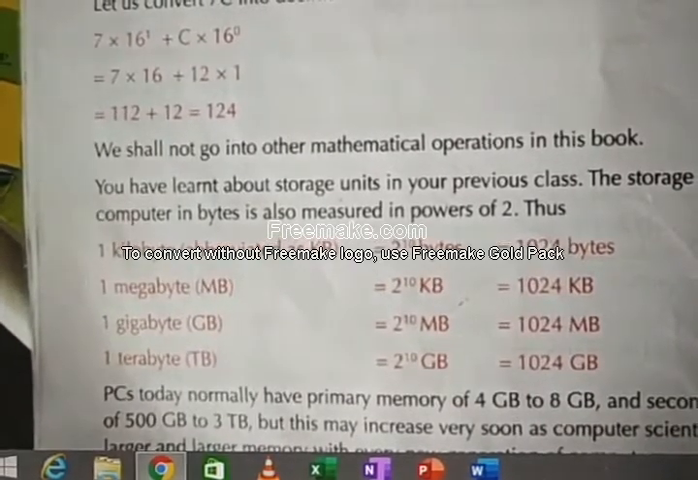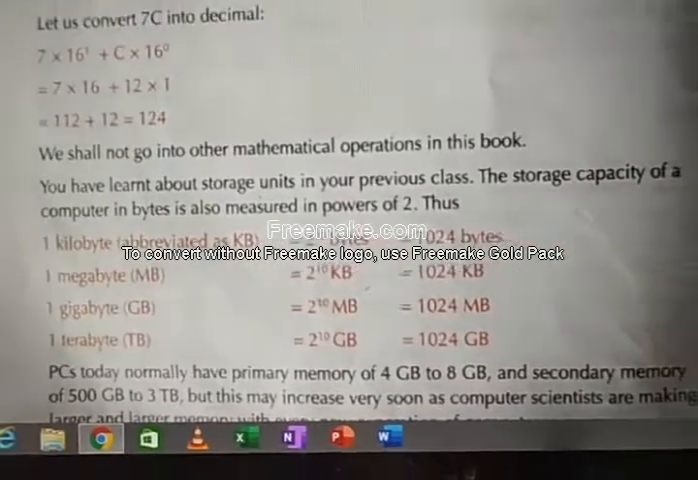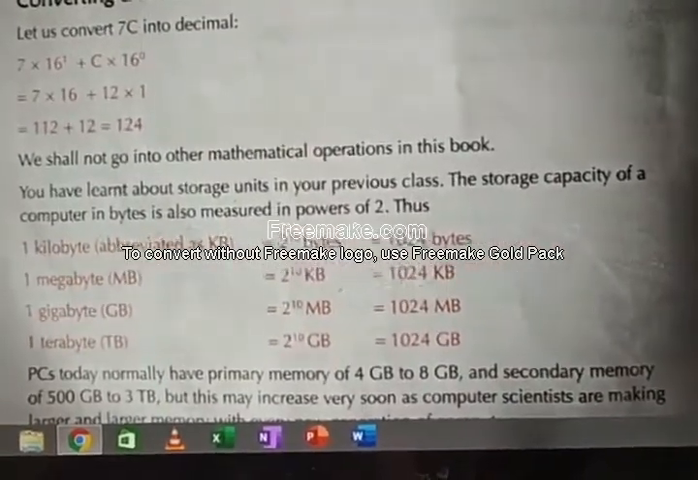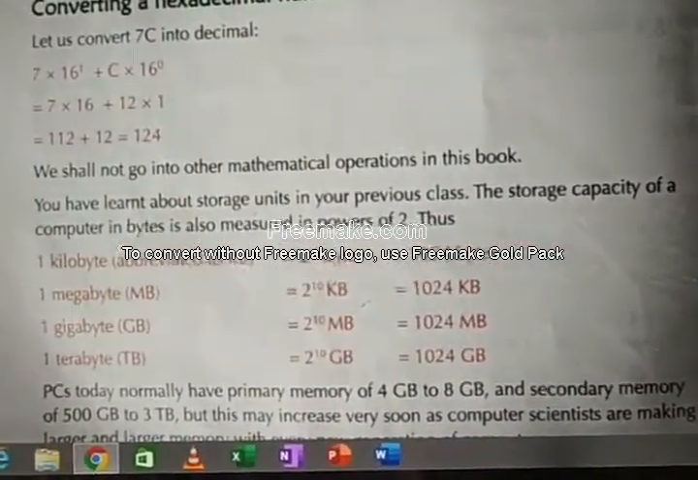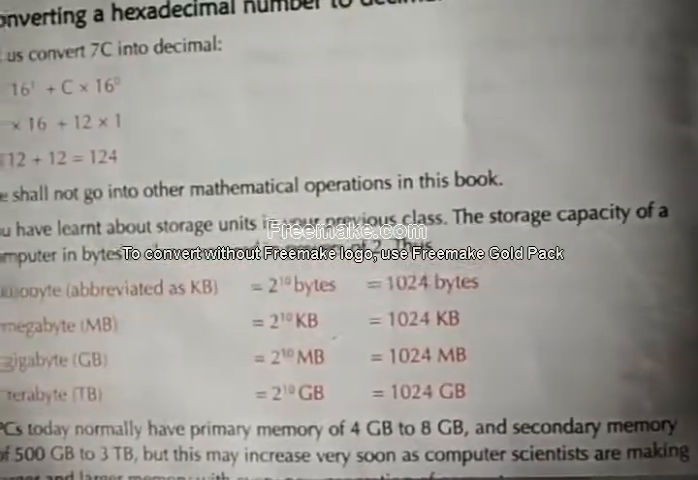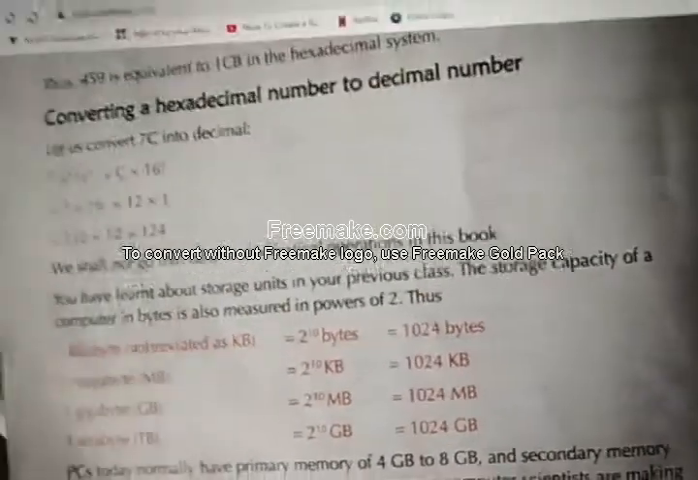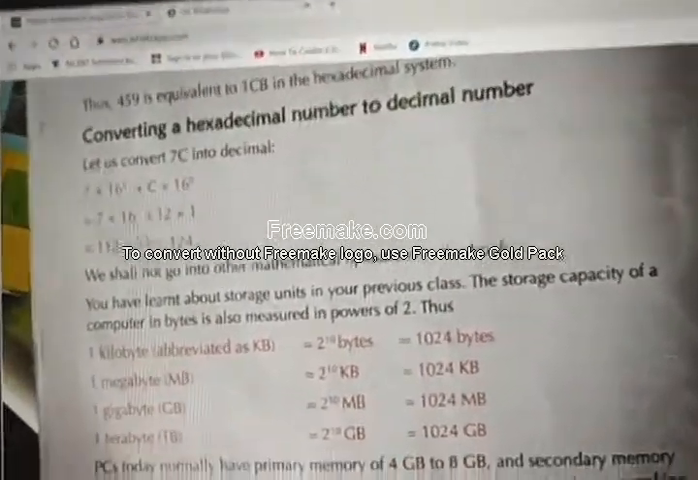Next, see, there itself they have given: we shall not go into other mathematical operations in this book because it will confuse. You have learnt about storage units in previous classes, in 6th standard and so on. The storage capacity of a computer in bytes is also measured in powers of 2.